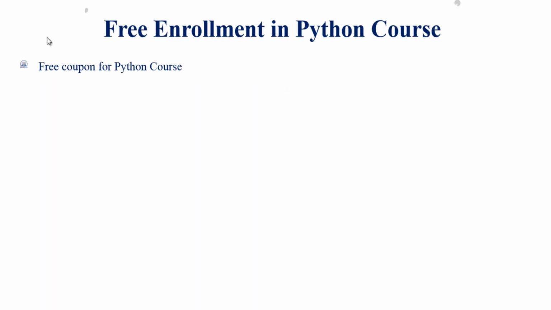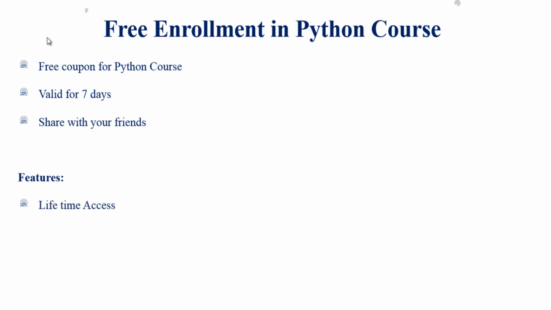So I will provide a free coupon for the Python course. That free coupon will be valid for 7 days. You have to use the coupon that I will provide in the webinar to enroll in the Python course. You can also share that coupon with your friends. As for the features of that course, you will have lifetime access, lifetime support, and you will get a Python certificate at the end of this Python course.